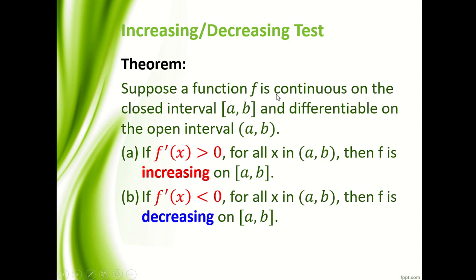So suppose a function f is continuous on the closed interval. You see the symbol here, you use the bracket. That indicates a closed interval. This one indicates an open interval. When you speak of a closed interval, the values a and b are included. But if you have an open interval, the values of a and b are not included. So suppose a function f is continuous on the closed interval [a, b] and differentiable on the open interval (a, b).